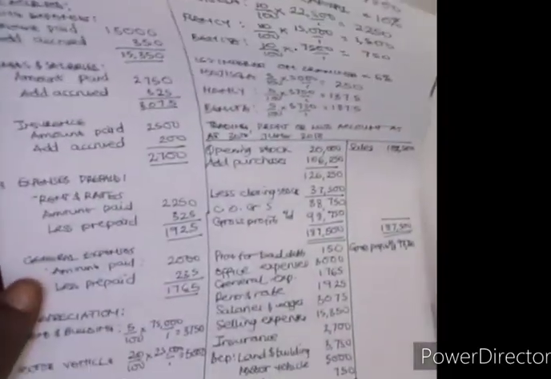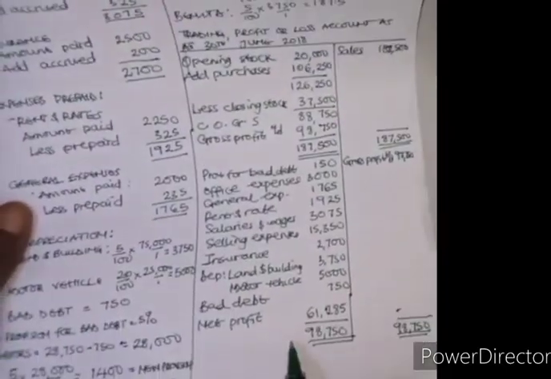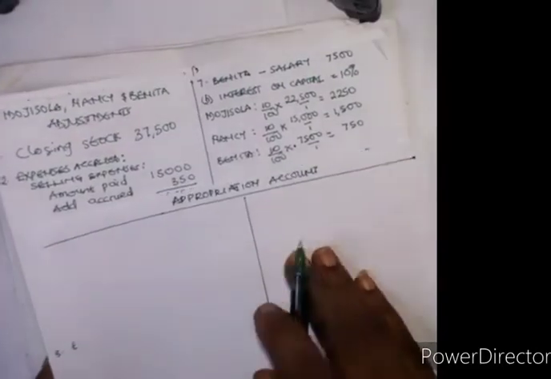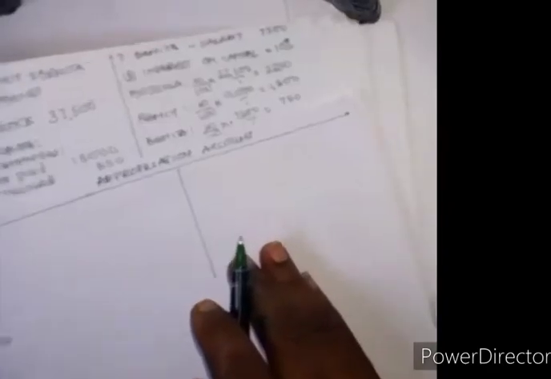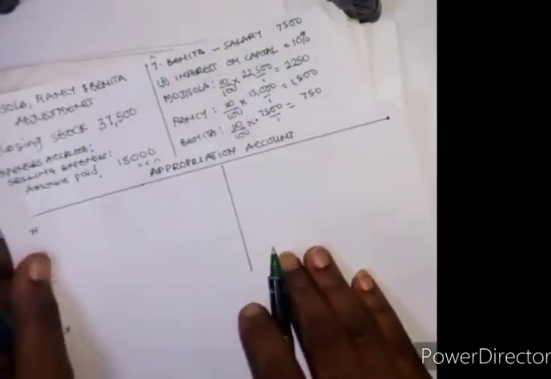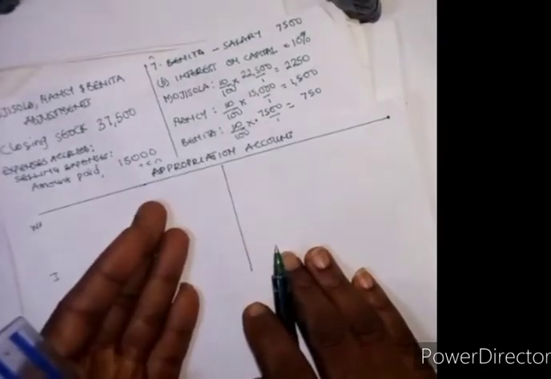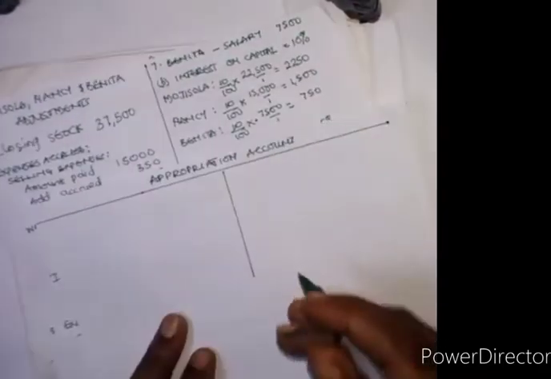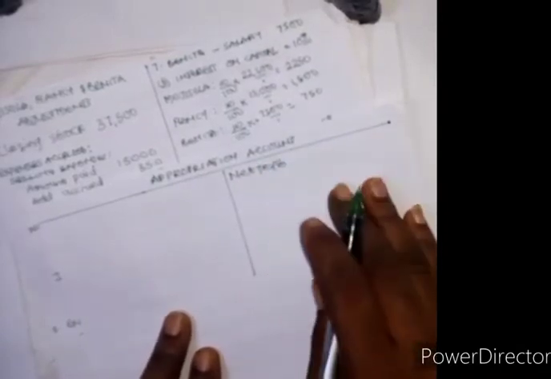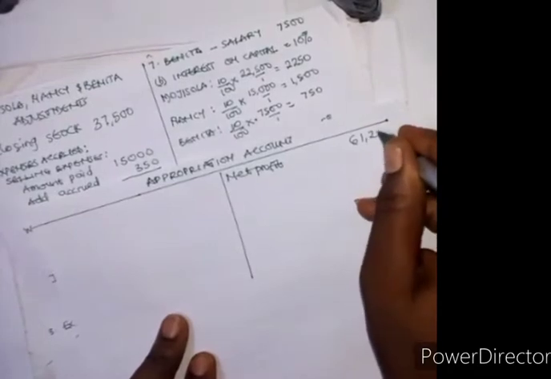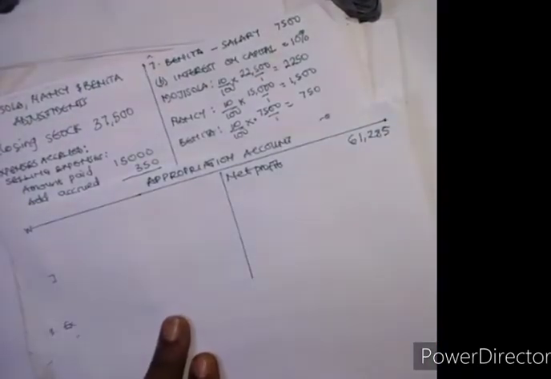Appropriation account. Okay, so in the appropriation account, in the adjustment with it, we said the net profit that was gotten from the trading profit or loss account. Okay, that is net profit. We have to come here. We said the right hand side of the appropriation account, that's the credit side, is what is supposed to be earned by the partnership business, while the debit side is what they're supposed to pay the partners. Okay, so the net profit will come here, the net profit as 61,285.